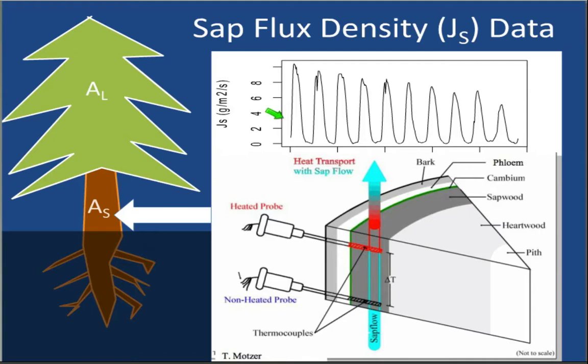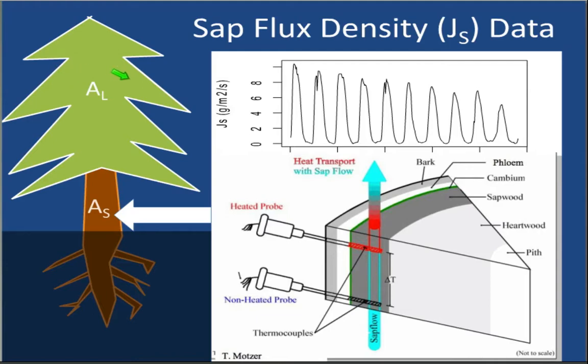Now, to give you an idea what these data look like, we get measurements at each tree of the sap flux every half hour. You can see the diurnal cycles over several days here. These measurements are, as I pointed out, in the outer 20 millimeters of sapwood, just below the cambium, at breast height in the tree. So this represents the flux density across the cross-sectional area of sapwood, here denoted A sub S, which is supplying the canopy of pine trees with a leaf area denoted A sub L.